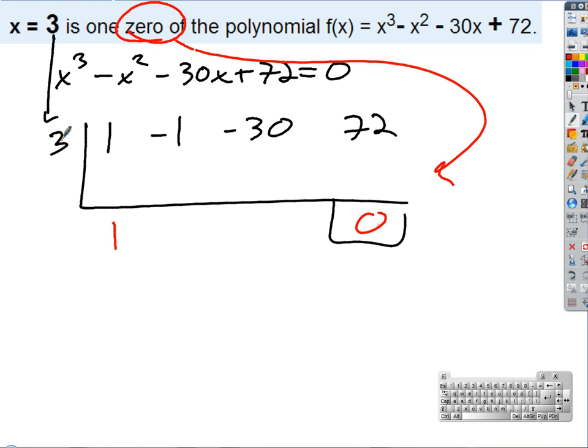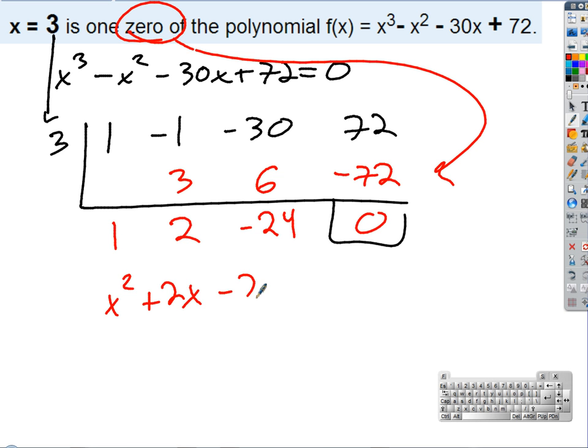So I bring the 1 down. 3 times 1 is 3 plus negative 1 is 2. 2 times 3 is 6, plus negative 30 is negative 24, times 3 is negative 72. So then what I'm left with is the quadratic factor, the coefficients of x squared. So all I've got to do is set x squared plus 2x minus 24 equal to 0 to find the other zeros, right?